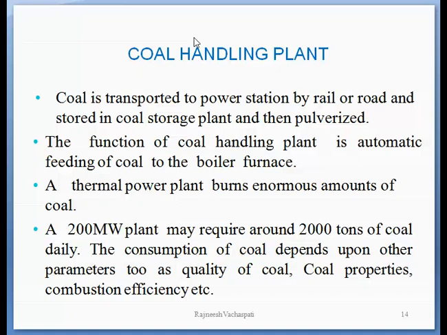A thermal power plant requires huge amount of coal. As a thumb rule, a typical 200 megawatt thermal power plant requires around 200 tons of coal daily. The consumption of coal depends upon other parameters too, that is quality of coal, then property of coal, and the combustion efficiency.